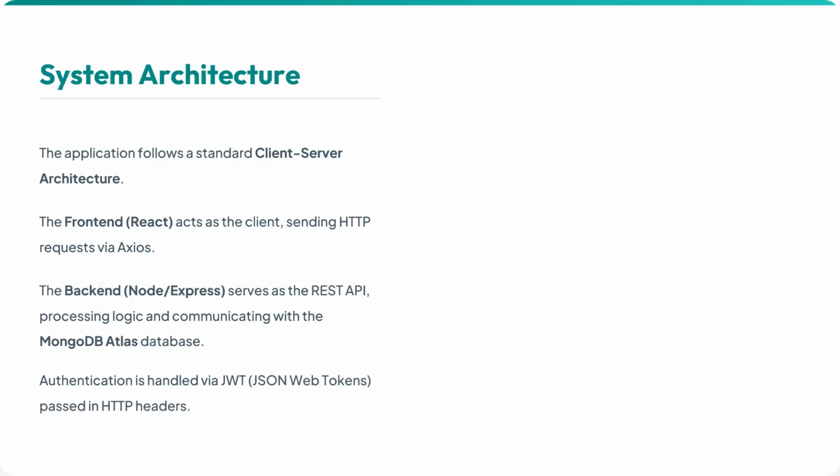Moving to the next slide, that is system architecture. Here is the high level architecture. It follows a client server model. The client makes HTTP requests using Axios. The server, Express, listens for these requests at specific endpoints, the REST API. The server then talks to MongoDB Atlas to fetch or save data. Security: all protected routes like MyBooking are secured using JSON Web Token, JWT. If the token isn't present in the header, the server rejects the request.